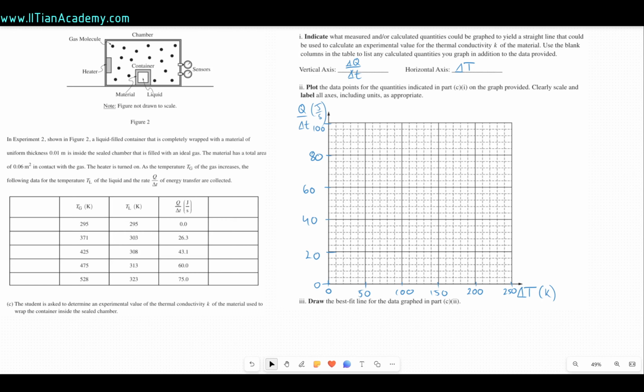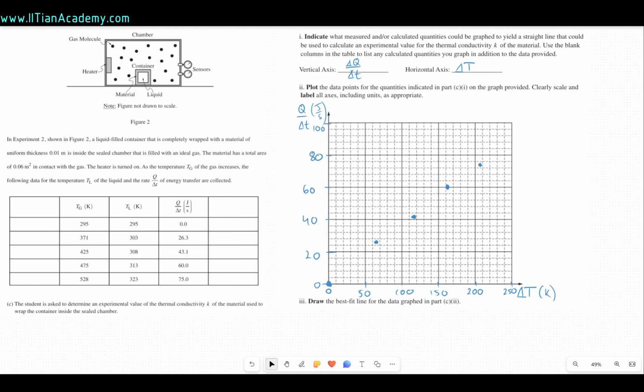So the first one will be a delta T of 0, and we have a rate of 0. That's over here. And then the next one will be a rate of somewhere around here, 26.3. That will be here. And then the next one will be over here. And for the delta T, I'm just subtracting this from this, and I'm plotting that value. And then for the next one, it will be somewhere around here. And then the final one over here.